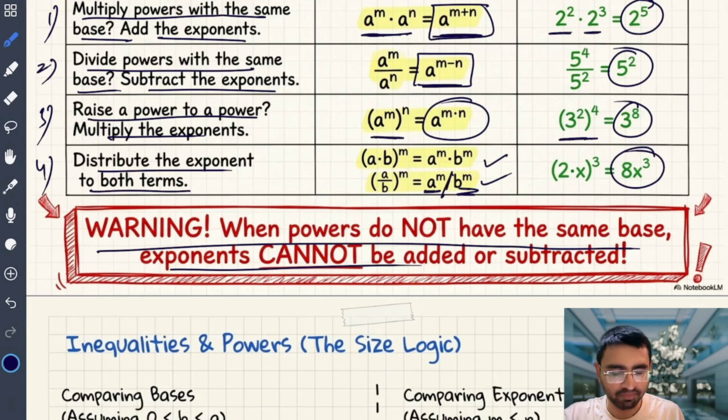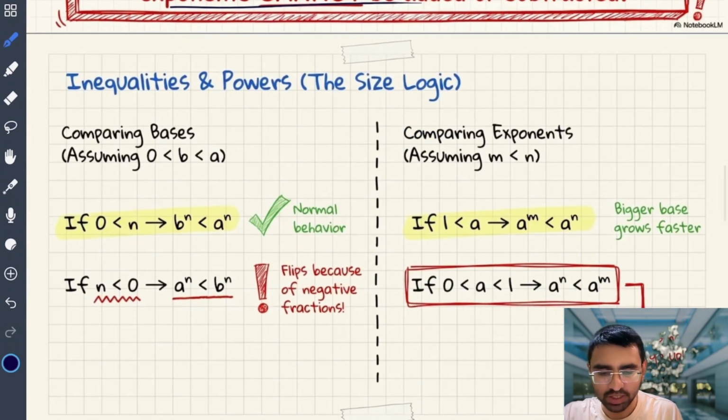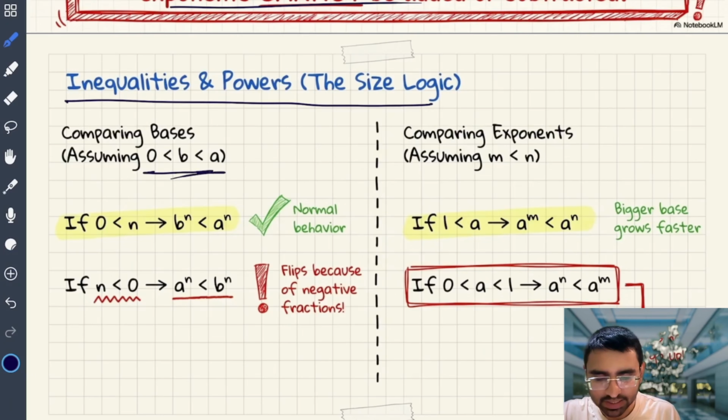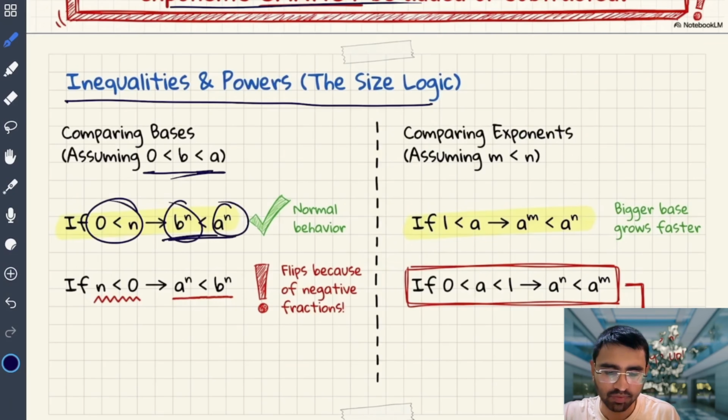These rules are applicable. Coming to the next concept of inequalities and powers. When we compare bases, assuming b greater than 0 and a greater than b, if n is greater than 0, then a raised to power n should be greater than b raised to power n, normal. Now if n is less than 0, then a raised to power n will be smaller than b raised to power n. Simple, because it flips because of negative exponents.